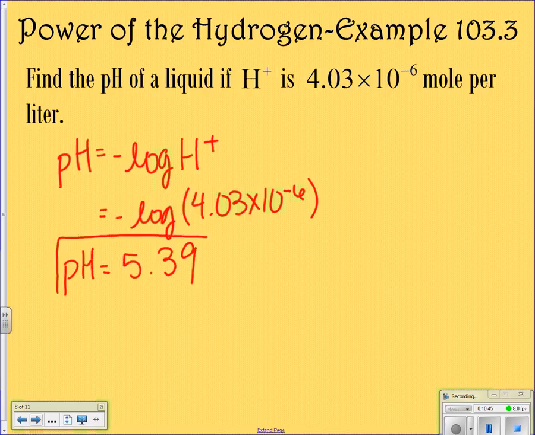If I had gotten a negative number, or a number greater than 14, that is not going to be the pH because your pH ranges from 0 to 14. So if you know a little bit about pH, you'll know that your answer is either a possible pH or it is not possible.